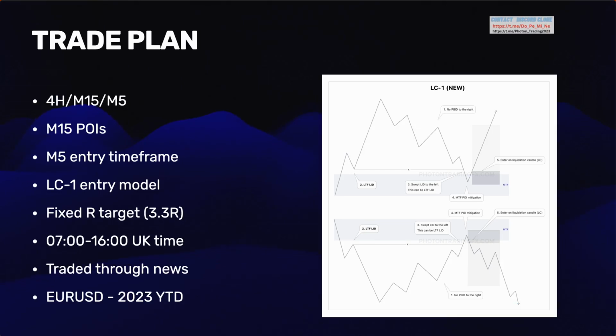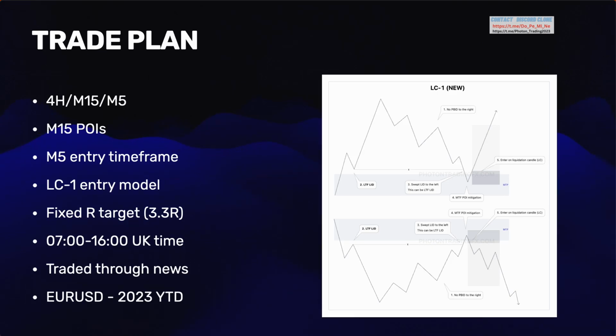Same as LC2A, you guys should know 4 hour is my higher time frame. I use the M15 as my medium time frame, so that's the main time frame. The M15 is where I'm using my directional bias, and I'm trading from those M15 POIs. You must wait for an M15 POI mitigation, and then I look for the entry model on the M5 playing that M15 POI. Obviously the LC1 entry model, you guys should now be very familiar with, using that lower time frame led to the left in very specific scenarios.